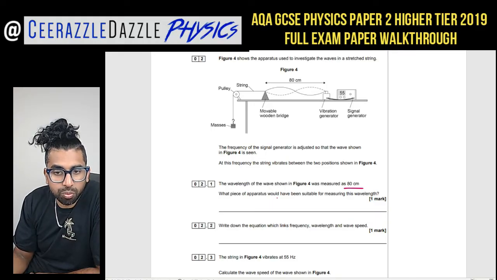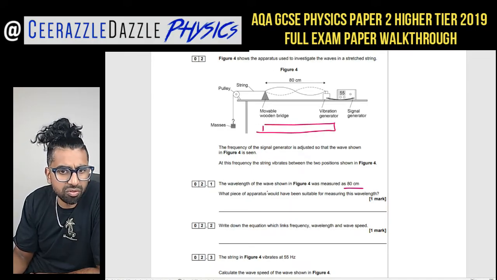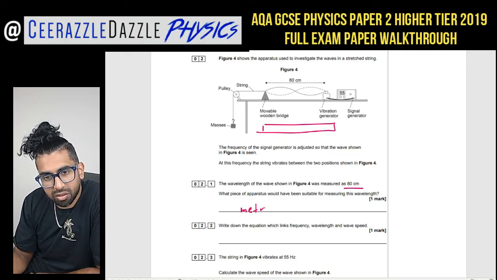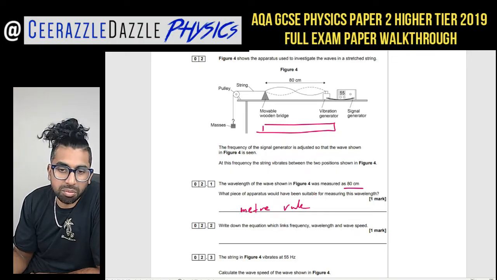What piece of apparatus would be suitable for measuring the wavelength? To measure that distance, hopefully you recognize that we're going to use the piece of apparatus of a meter rule, yes? So a meter rule over here. That's going to be my answer.